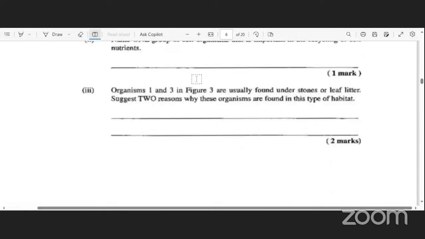All right, moving on to the next question. Organisms 1 and 3 in figure 3 are usually found under stones or leaf litter. Suggest two reasons why these organisms are found in this type of habitat.